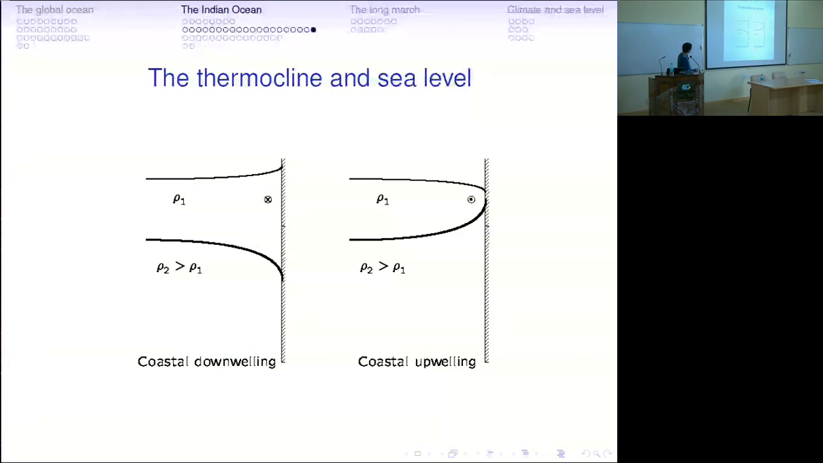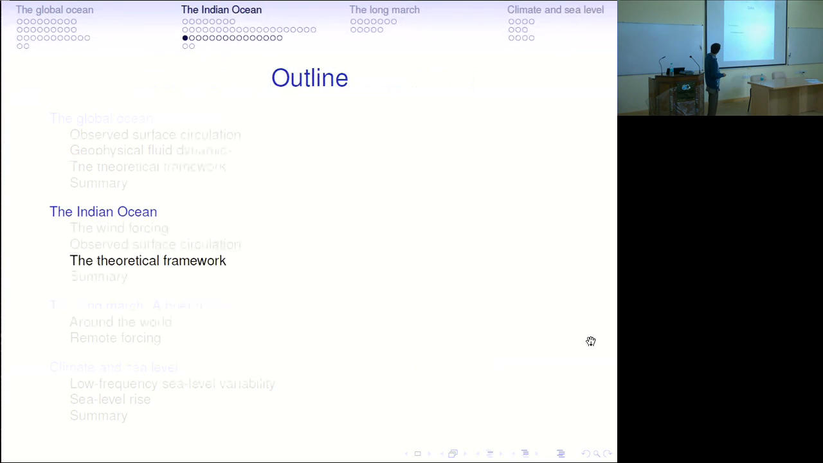Once again, the same picture. Near a coast, if you have the wind blowing into the coast, that's on the left, the Ekman transport is into the coast, sea level rises, the thermocline or pycnocline goes down, that's downwelling. If you have the wind blowing out of the coast, sea level goes down, and the thermocline or pycnocline comes up because the transport is offshore, that's coastal upwelling. So what's the theoretical framework?